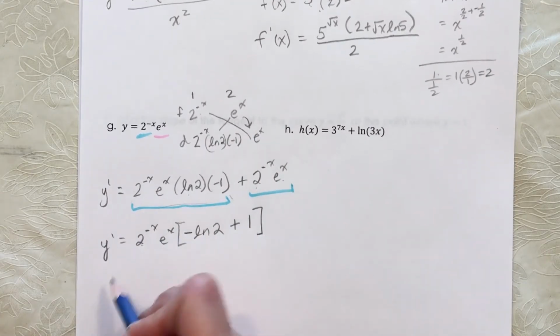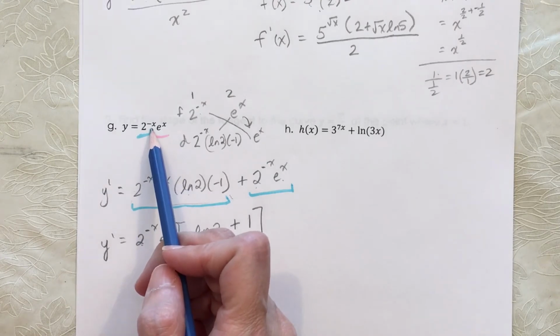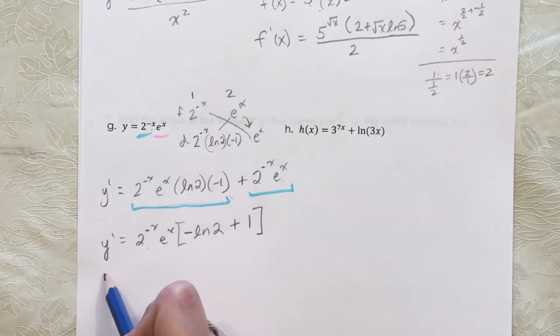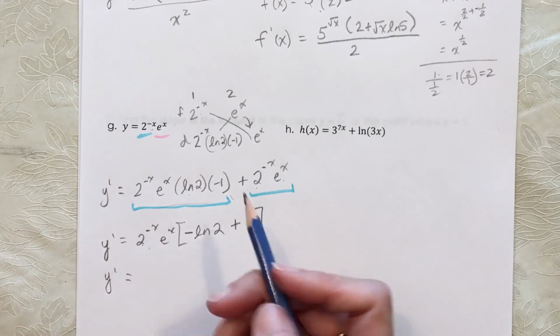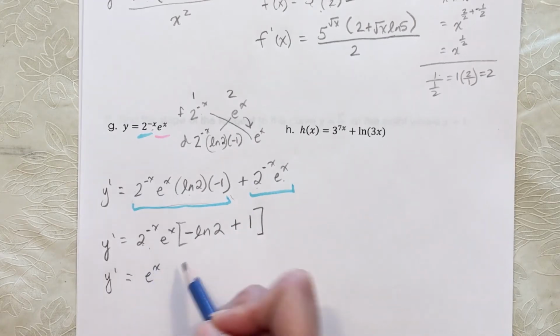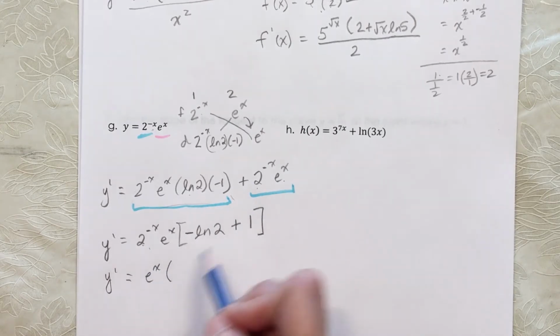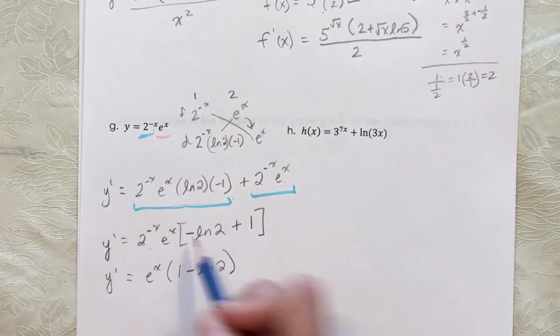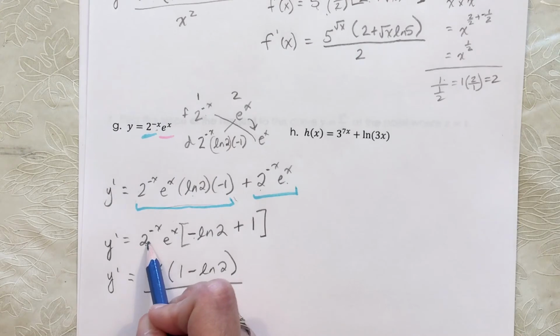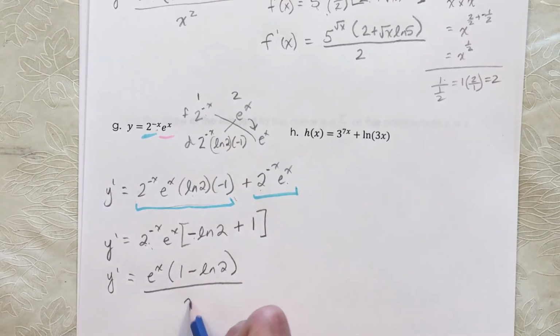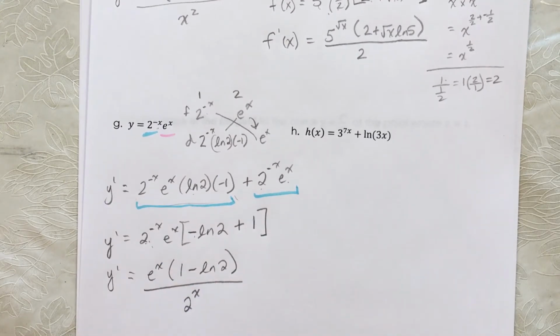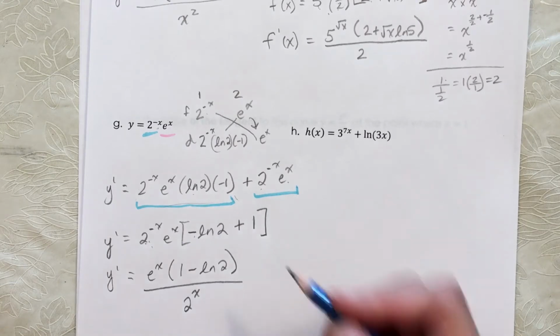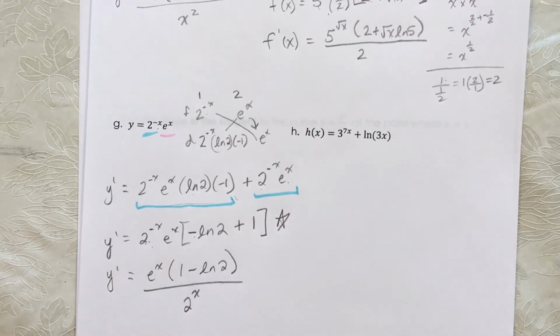Some textbooks might, even though they gave you a negative in the question, I would totally accept a negative in the answer, but you might look in the back of the book one day and see that they wrote it as e to the x. They might write this as 1 minus ln 2 just because it looks prettier without a leading negative in the bracket, and then change 2 to the negative x in the numerator to 2 to the positive x in the denominator using the negative exponent rule. But I would totally accept that as the answer.